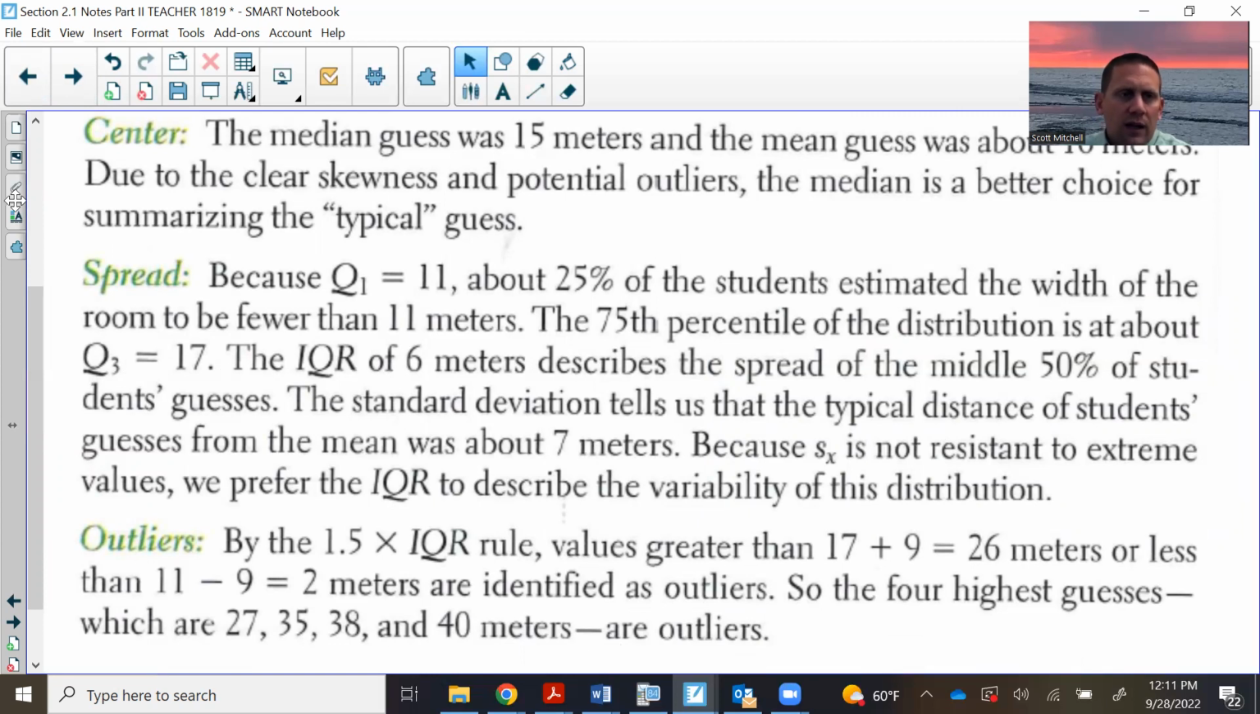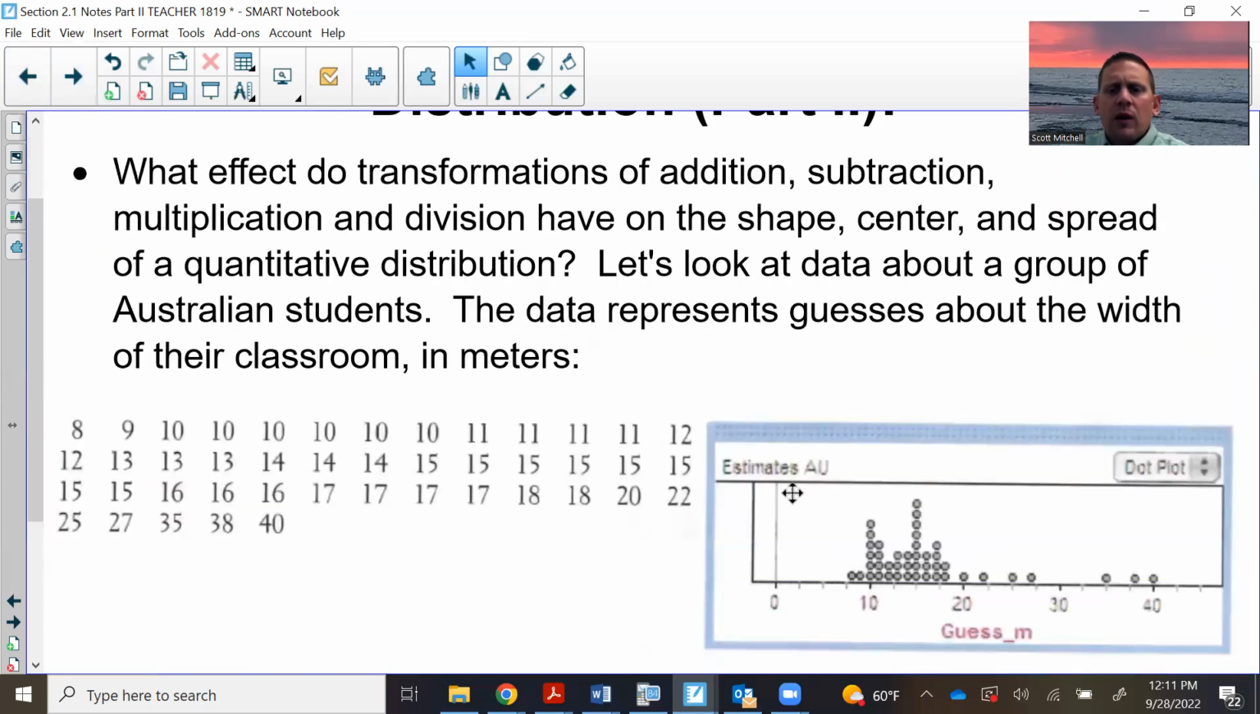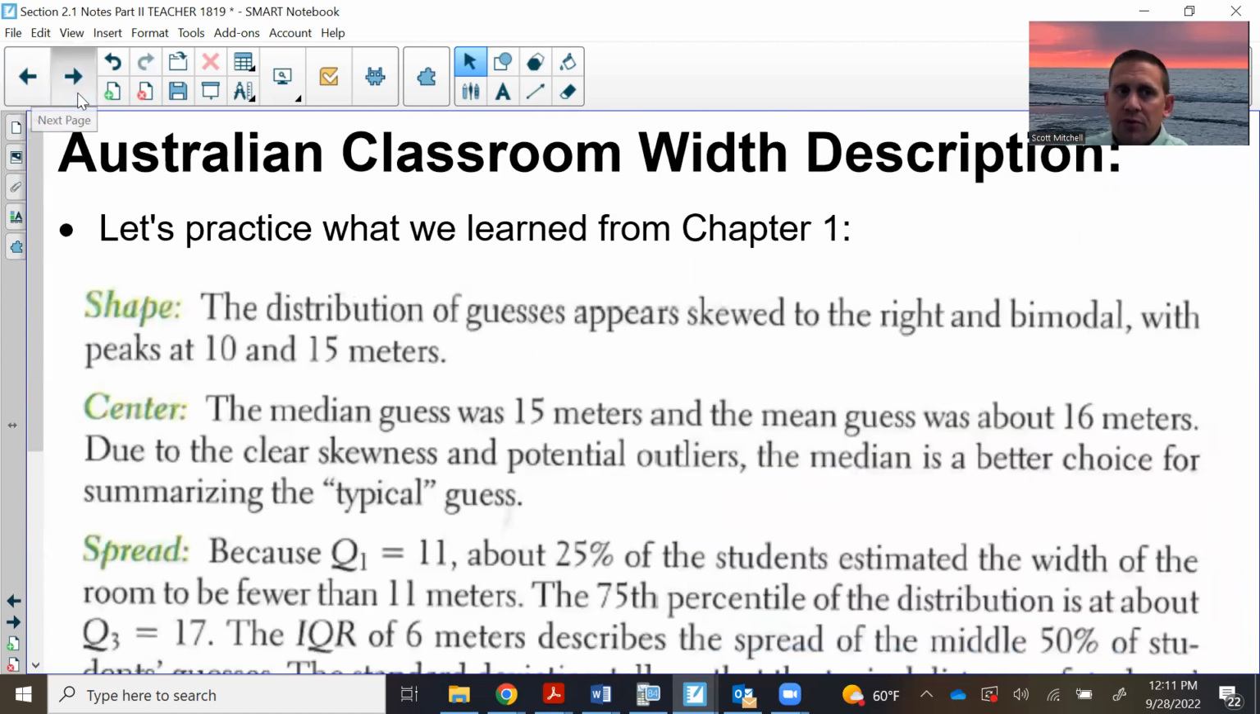And there are 4 outliers. So again, I'm not going to go through the whole entire process of finding those. We did that last unit, but we went through it. So these 4 numbers here are outliers. Okay. So that's socks. Went through and did socks.